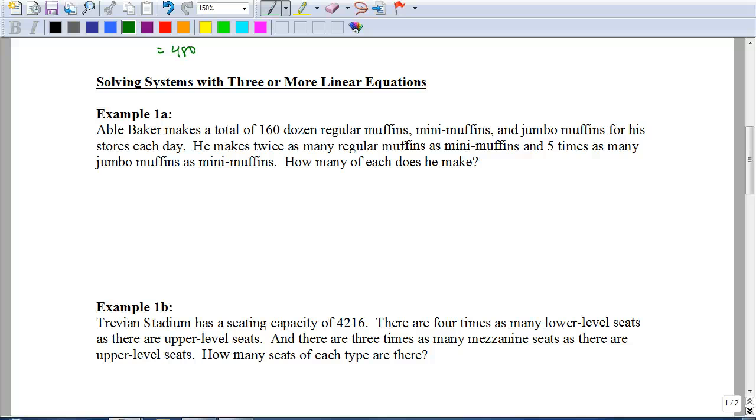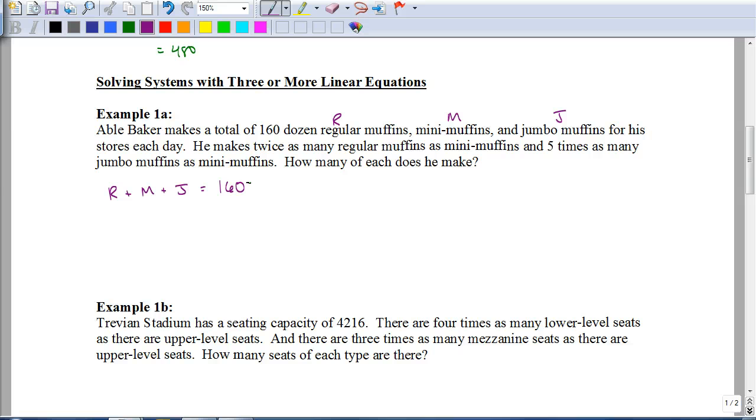Well, let's start out with the fact that we know he has a total of 160 dozen regular muffins, mini muffins, and jumbo muffins together. So we could say that if we use R for regular muffins, M for mini muffins, and J for jumbo muffins, we would say that R plus M plus J is going to make a total of 160 dozen.